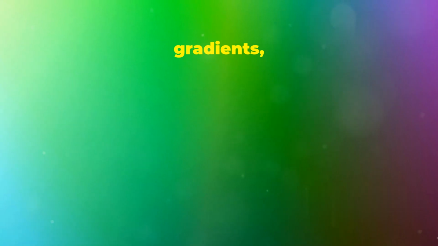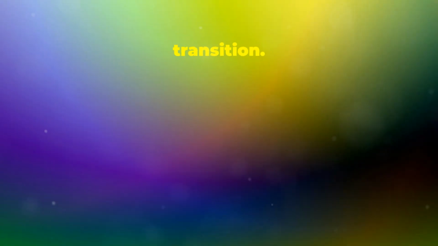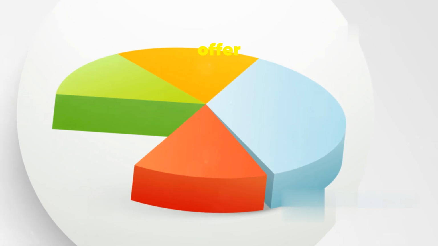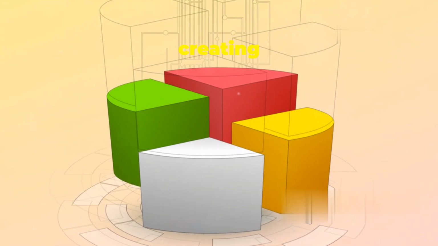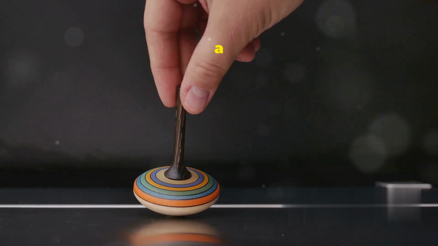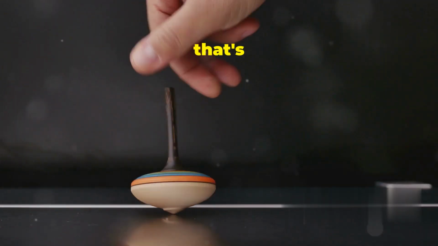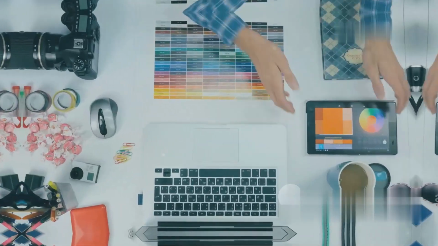Angular gradients, also known as conic or conical gradients, blend colors around a central point, creating a cone-shaped transition. They are less common but offer unique design possibilities, often used for pie charts, color wheels, and creating special effects. Picture a spinning top with different colors. That's an example of an angular gradient. Each type of gradient offers distinct visual characteristics, allowing designers to choose the best option to achieve their desired effect.